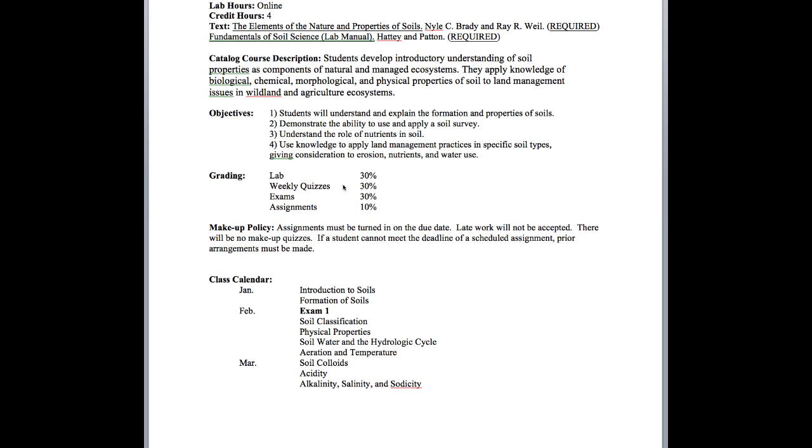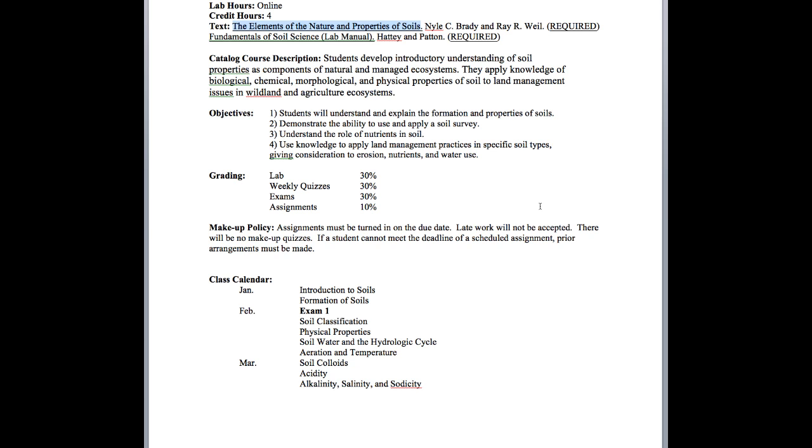We're going to be relying really heavily on this textbook here, The Elements of the Nature and Property of Soils. This text is one of the best ones that I found that gives you enough information, probably more information than you need to have, but gives you the information you need in a really good, concise way.